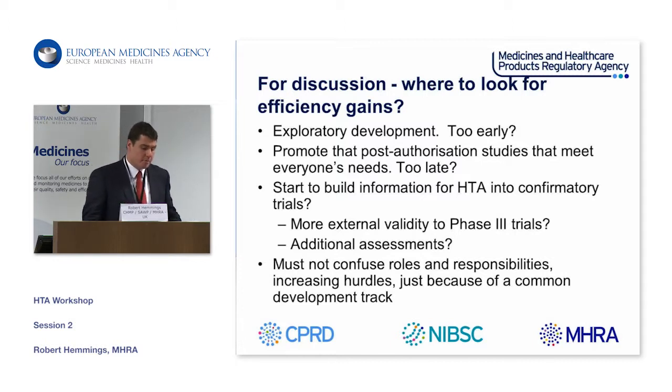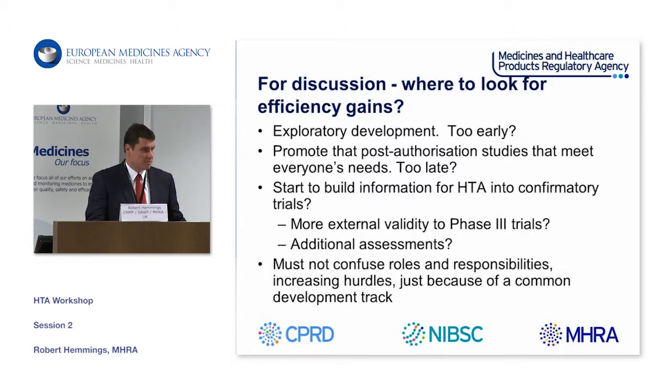We could, of course, promote post-authorization studies that meet everybody's needs, but I think we've already heard today that that's probably too late. So we seem to be talking about building in information to meet the needs of HTA assessment into confirmatory trials. And we might think about different ways of doing that. We could either make phase 3 trials, confirmatory trials, have greater external validity, which is your point, or we could add additional assessments to provide information to meet the HTA needs.